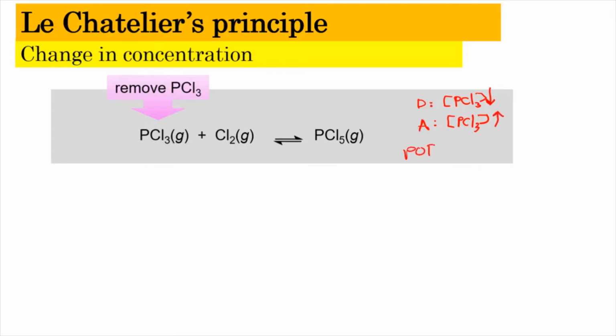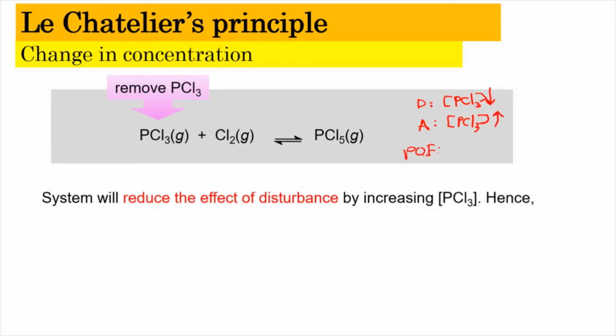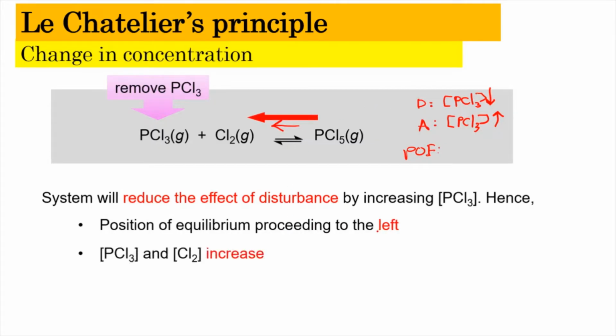And how can you do that? The way that we can increase back the concentration of PCl3 is to shift the equilibrium to the left, so that the concentration of PCl3 gets higher. So the position of equilibrium proceeds to the left, and as a result, the concentration of the PCl3 will increase, similarly to the concentration of Cl2. And as a result, the concentration of the PCl5 gets lower.